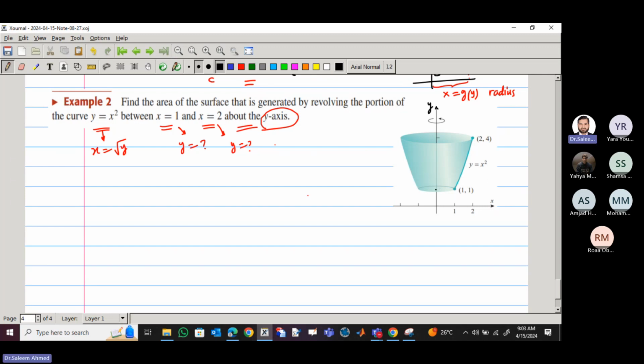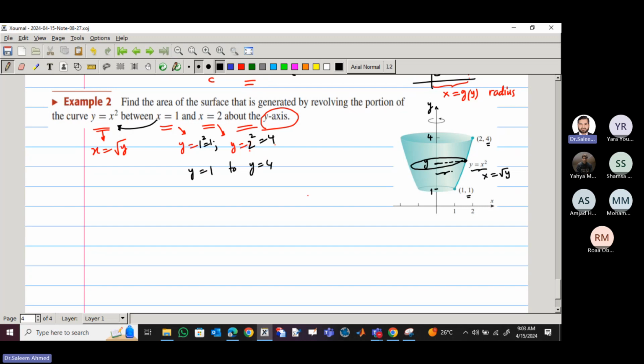So I need this value of y. y is 1. In the picture it is given, and this is 4. But I can find this y by plugging these values here. You see, when x is 1, y is 1 squared, which is 1. And when x is 2, y is 2 squared, which is 4. So see, y goes from 1 to 4. But if the picture is not given, then I can find the values from the function. And I need to write this in terms of y, x is the square root of y. So now if I take any y here, then this is ds rotated about the y-axis.